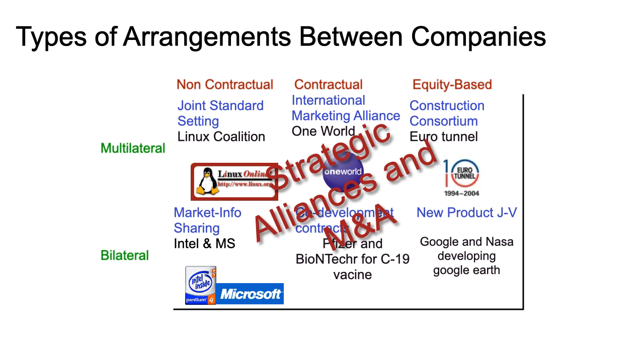All these arrangements between companies can be strategic alliances or mergers and acquisitions or just relationships with no name.